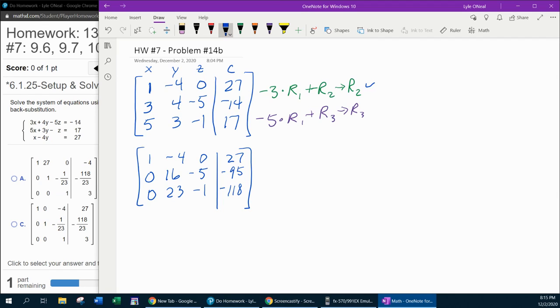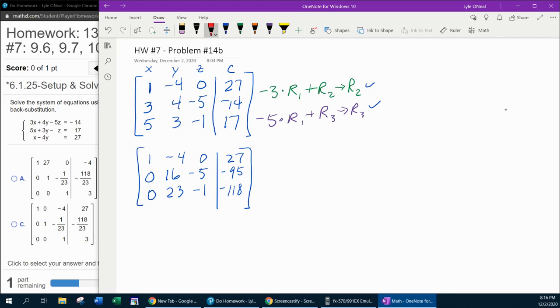And now that we've finished these two row operations, do you see that our first column is the way it needs to be? 1, 0, 0. The next thing I need to work on is getting this 16 to be 1. And then I can work on the 23, getting it to be a 0. So what is the row operation needed to turn the 16 into a 1?